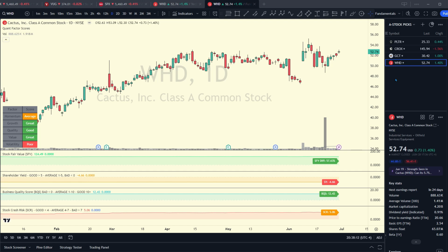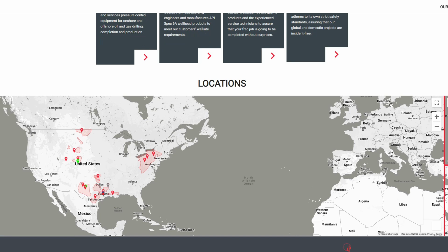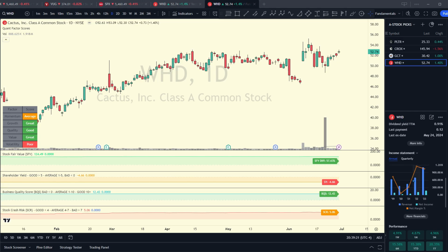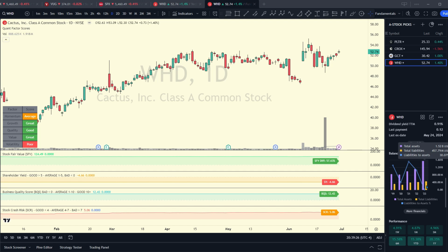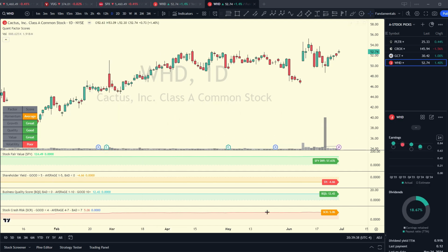I've finished my research this week, and I've decided on Cactus, which is a small cap company in the oil services and equipment business. And this is a look at their website. They manufacture equipment for onshore and offshore oil and gas drilling. They've got a comprehensive range of products, geographically diversified across the states. It's a well-run business with growing revenue and profits, and a low amount of debt. They've beaten on their last 2 quarterly earnings results. My fundamental indicators overall like it. It's got some stock price momentum.